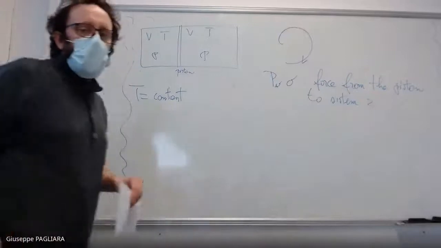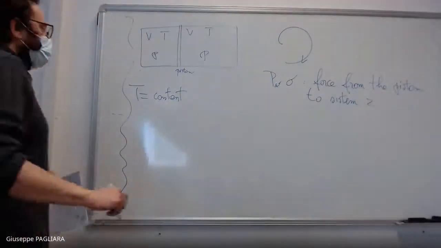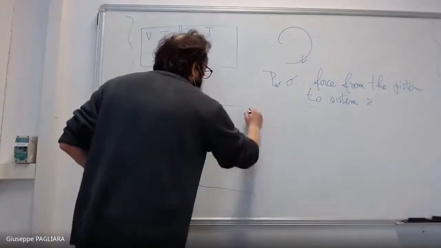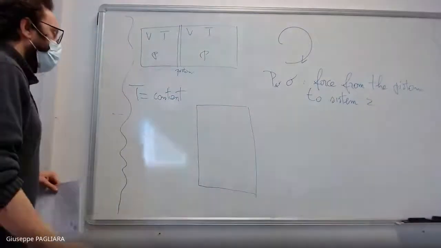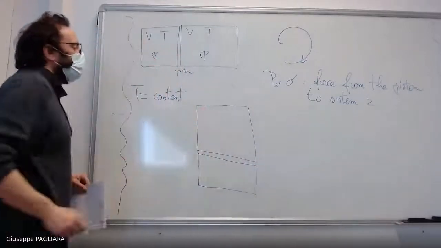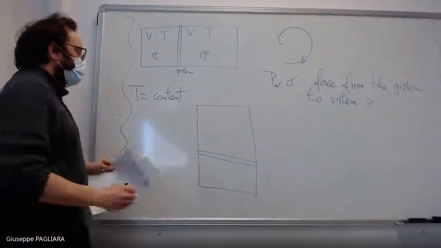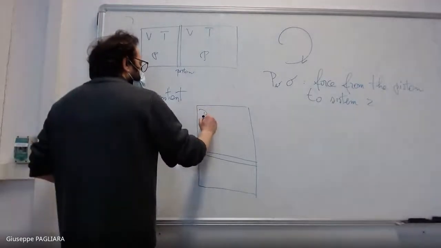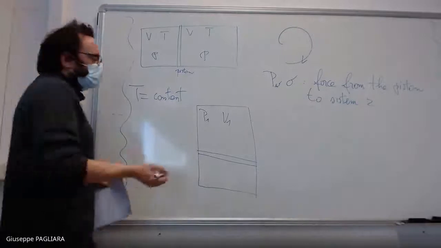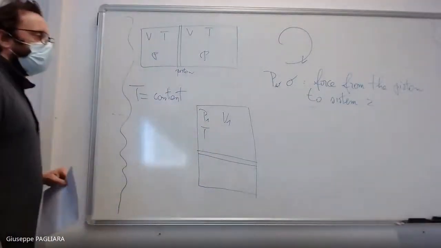Let me make a drawing in order to understand what's going on. So once we rotate and we are in presence of gravity, we will have the piston in a different position. Here it was just in the middle, whereas at the end we will have the situation in which the pressure now is P1, the volume is V1, and the temperature is constant, fixed to T.